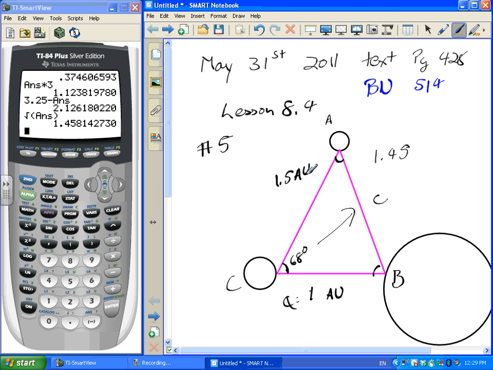Which is closer, Mars or Earth to the Sun? Ah, good. So this could be true. It says Earth is 1 AU, Mars is 1.45. That makes sense.